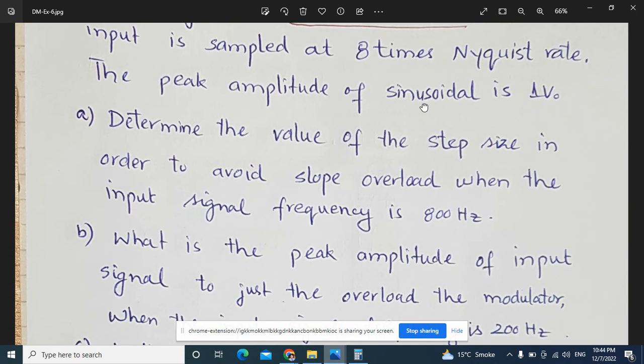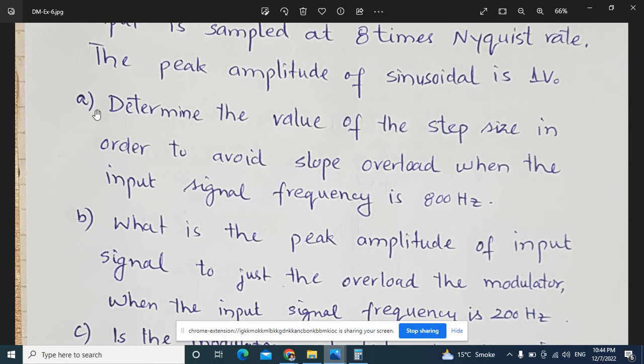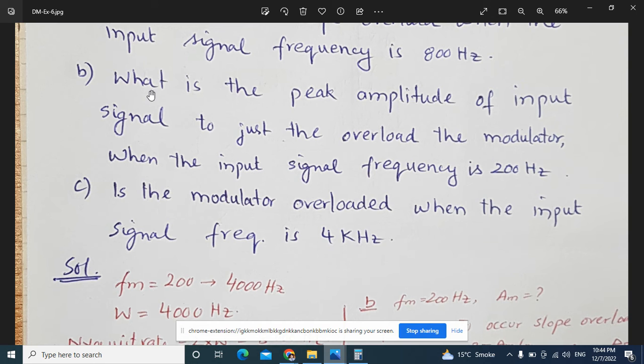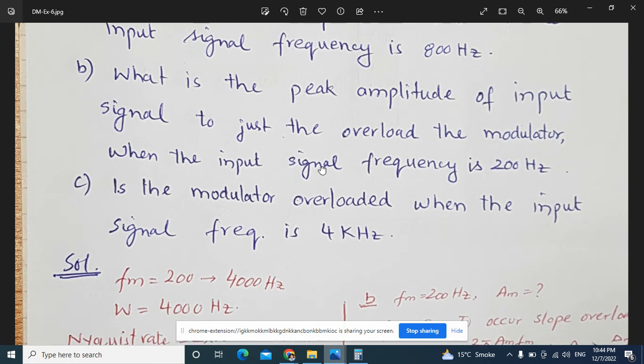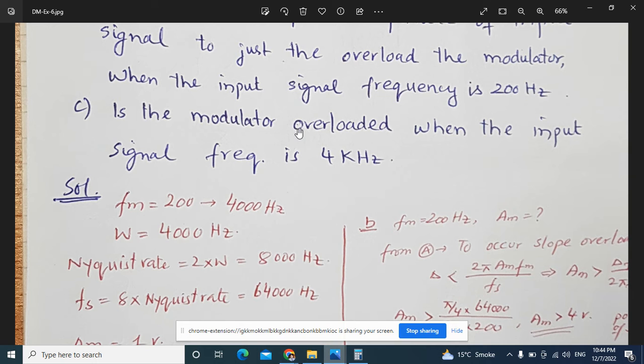So there are three cases in this example that you need to determine. In case A, determine the value of the step size, delta, in order to avoid slope overload when the input signal frequency fm is 800 Hz. All the other information is given. In case B, what is the peak amplitude of the input signal to just overload the modulator when the input signal frequency is 200 Hz? And case C: is the modulator overloaded when the input signal frequency is 4 kHz?